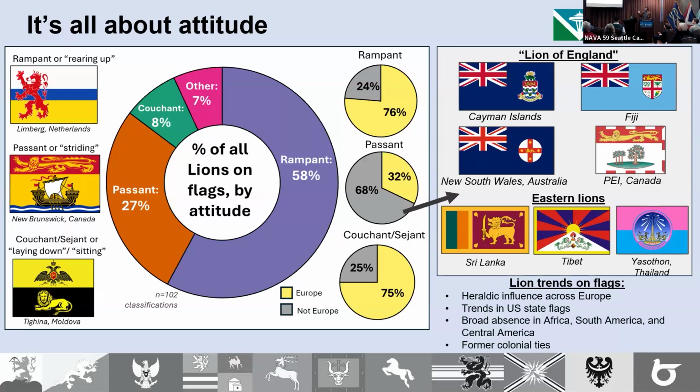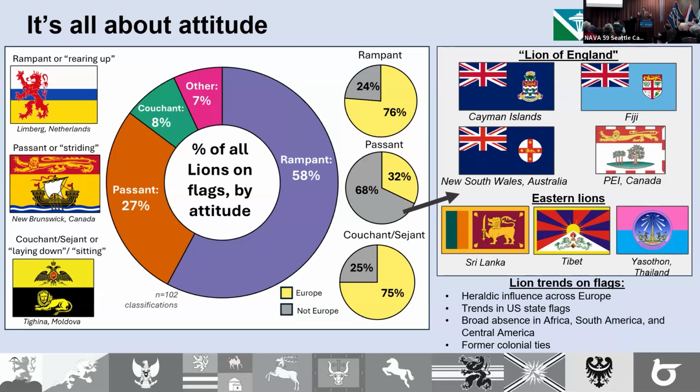I look at the attitude of a lion. Obviously there are a myriad of lion attitudes. Heraldry is very specific on the position of claws and arms and legs. I tried to simplify that. I broke them into three main attitudes. That's a lion rampant, or rearing up, a lion passant, or walking, and then a lion couchant, which is sitting or laying down.